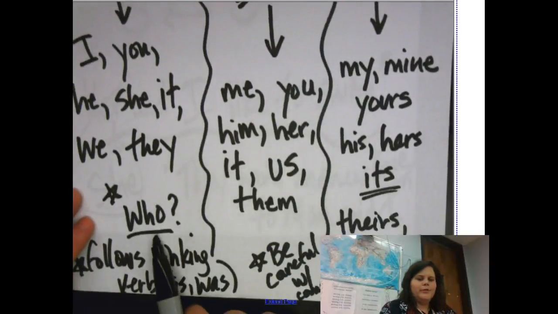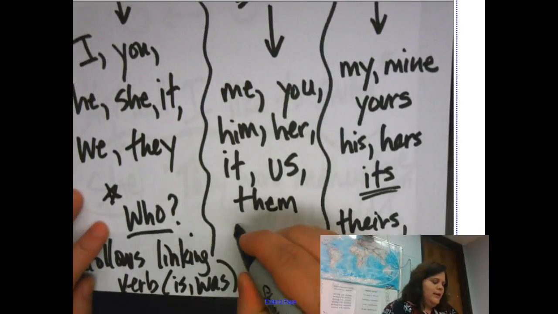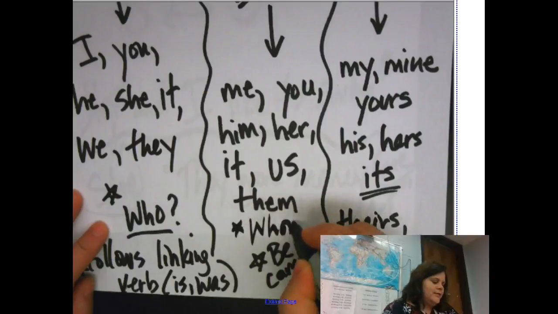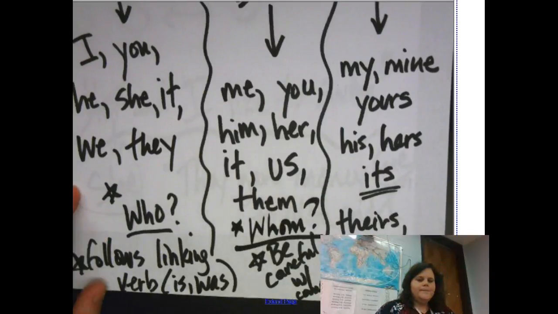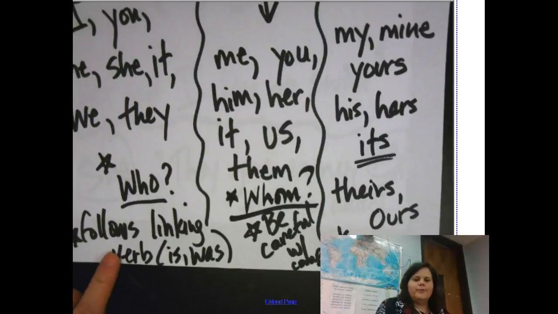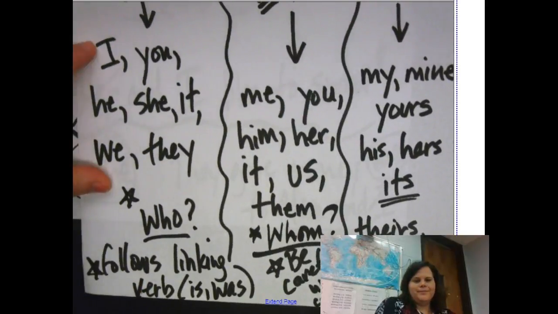This one's weird. Remember, if it's doing it, it's a "who." If it's happening to that thing, it's a "whom." And if it follows a linking verb, you use a subject pronoun.